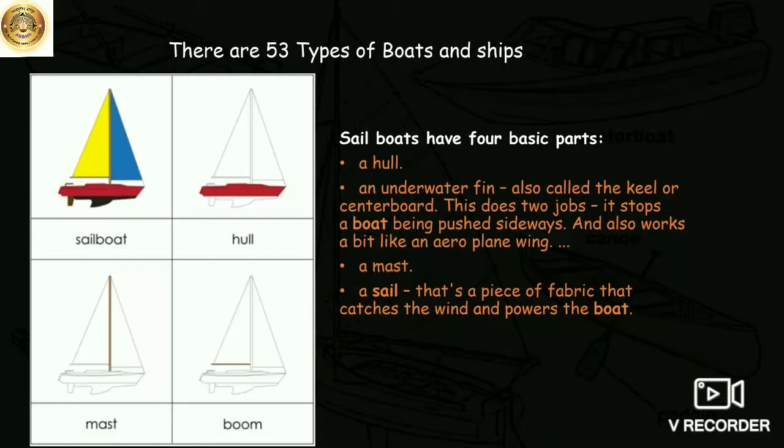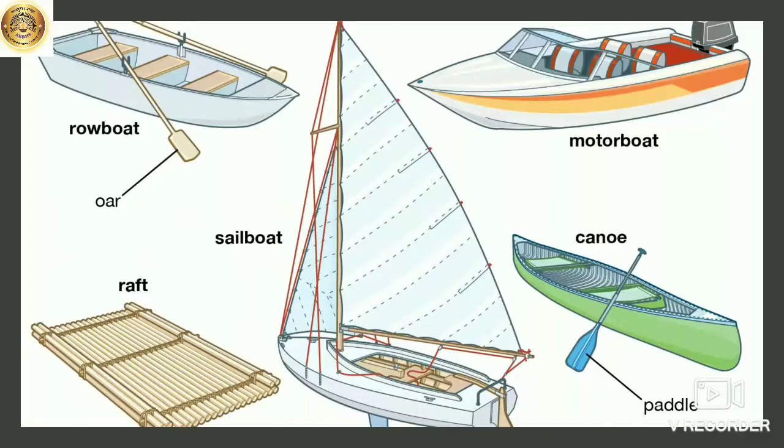Look here at the picture. It shows there is a hull, a mast, and a sail. These are some types of boats. It is a raft, a rowboat, a sailboat, a motorboat, and a canoe, which is also called a paddle boat.